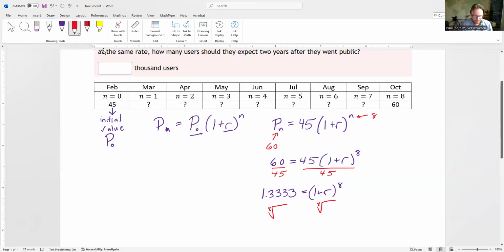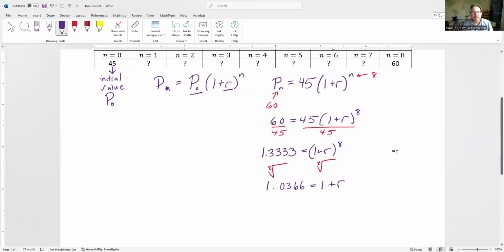So my answer to this was I got 1.0366, again, rounded to 4 decimal places, equals 1 plus R. And I can kind of stop right here because that's the number I need for my equation ultimately anyway. But if I wanted to just say, well, what rate is that? You could subtract 1 from either side. And that basically means that this is growing at 3.66%.